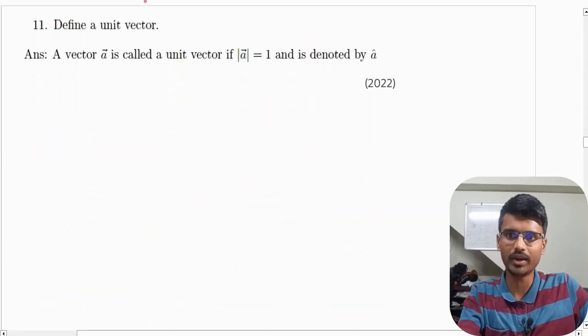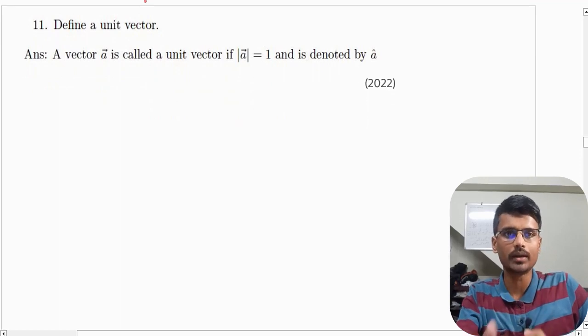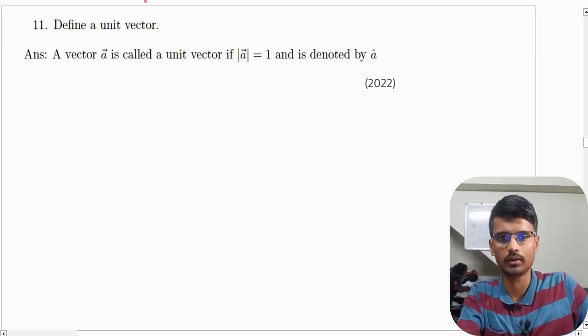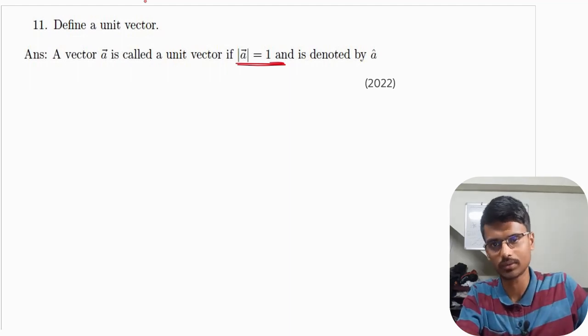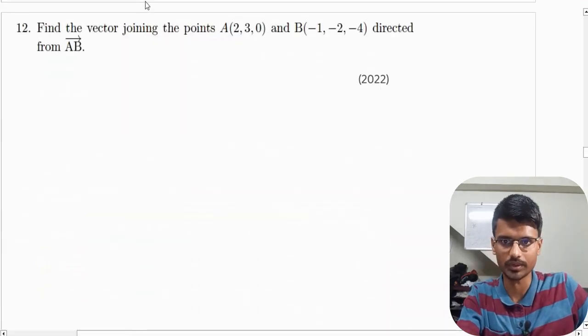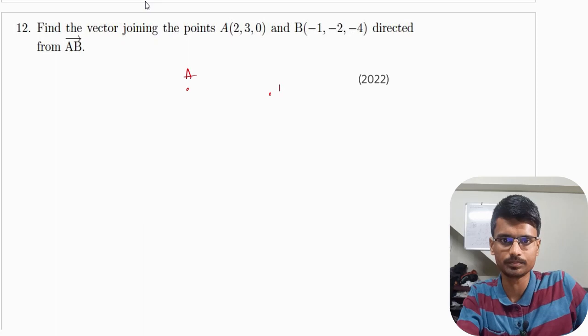Moving on, define a unit vector. Unit vector is a vector whose magnitude is 1. A vector which has magnitude 1 is a straightforward question. Find the vector joining the points A and B. So you have got 2 points A and B. We need to find vector AB.